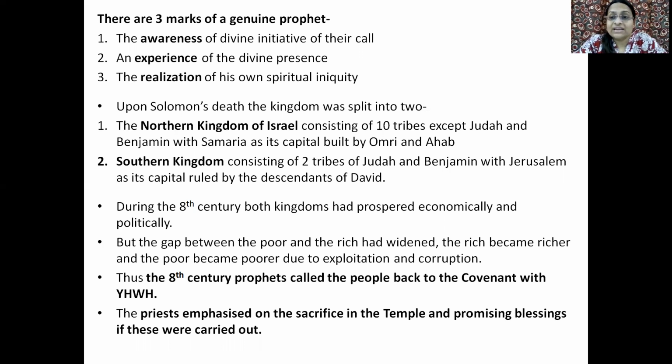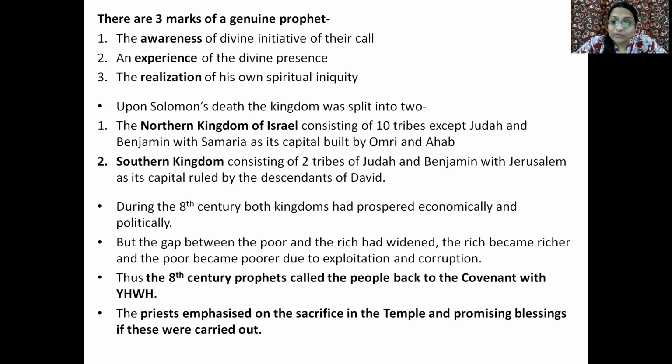We can know that they were becoming richer because they were exploiting the poor people. With the exploitation of the poor and the corruption and the bribery that was happening in every law place and every office, the rich were becoming richer and the poor were becoming poorer. So the gap was widening, and God was very upset with that. Thus, the 8th century prophets were the people who called the people back to the covenant with Yahweh.